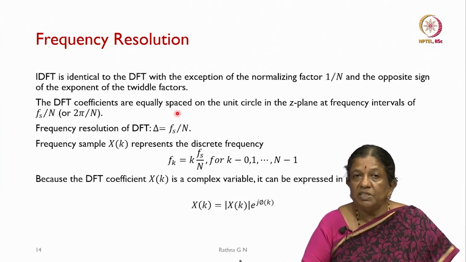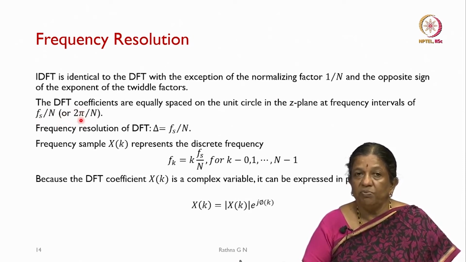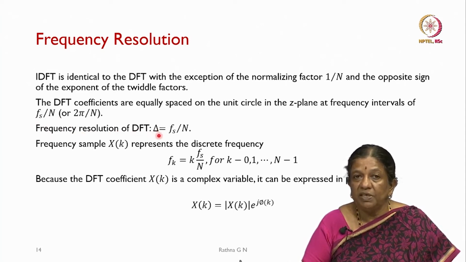So, the DFT coefficients are equally spaced on the unit circle, we saw that. Usually we call it the z plane, at frequency intervals of fs by n, or it can be 2 pi by n, because that is what we map in the omega, that is in the frequency domain 0 to 2 pi, and here sampling frequency is fs up to 2 pi. And we say that the frequency resolution of our DFT, delta, is nothing but fs by n. This is the period between two samples.